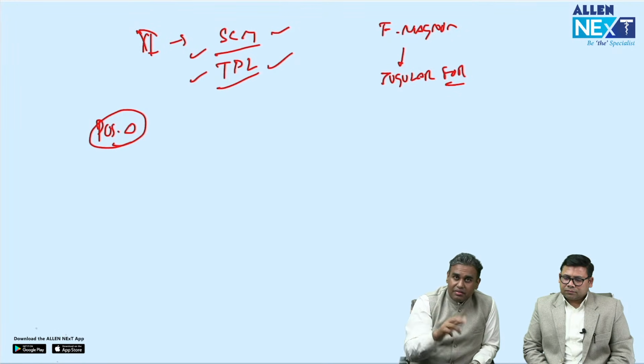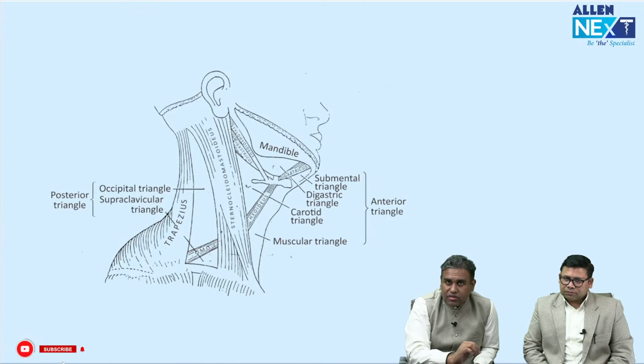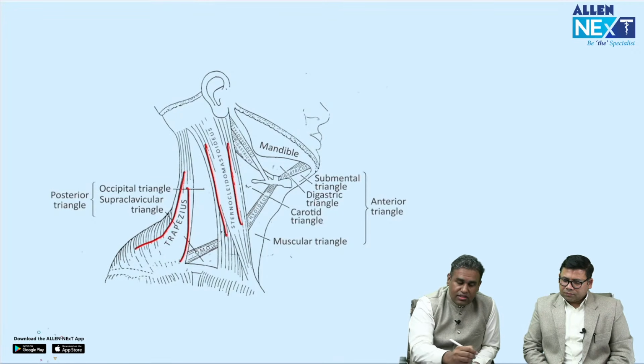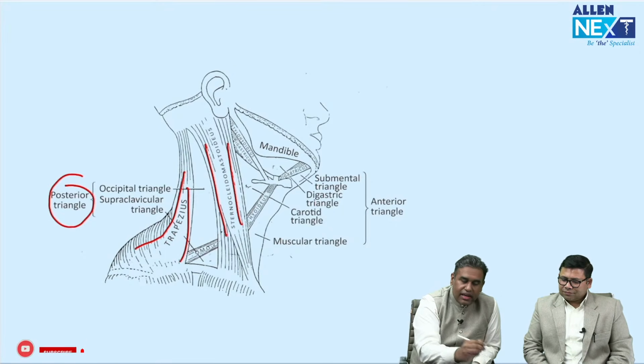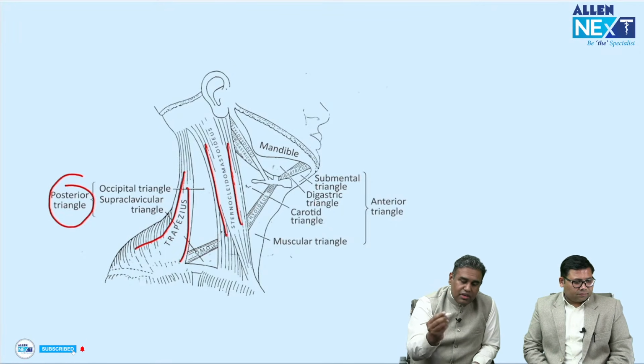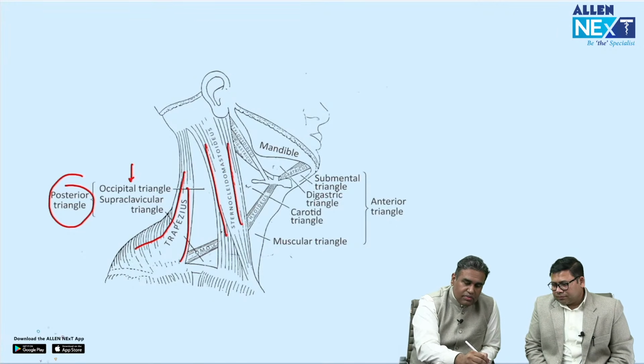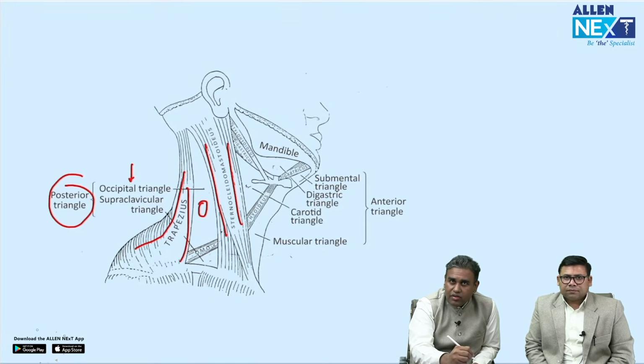Now, as we have just repeated this term posterior triangle, let us look at the triangles of the neck over here. So here is a lateral view. These are two muscles that we are referring to over here. This one is the sternocleidomastoid, and that is the trapezius. So this triangle over here is the posterior triangle. And the posterior triangle, a bit of anatomy: it has a major part which is lying superiorly, and that is known as the occipital triangle.